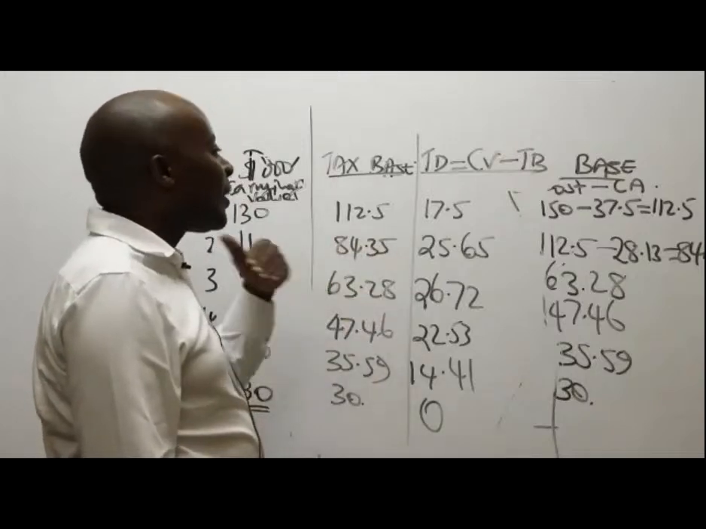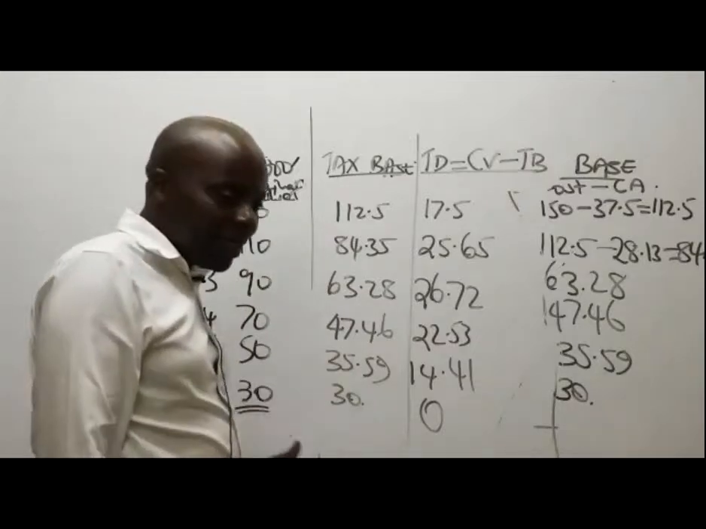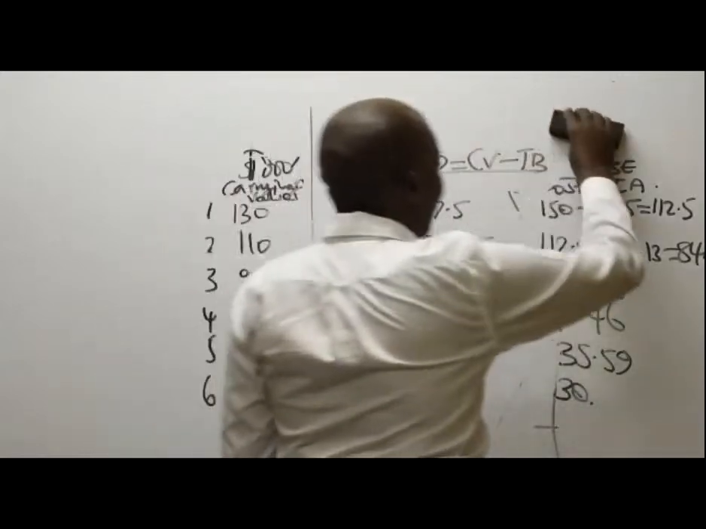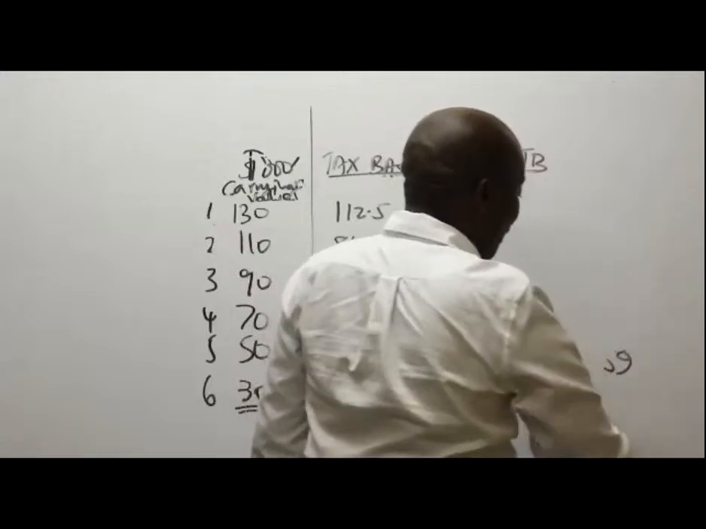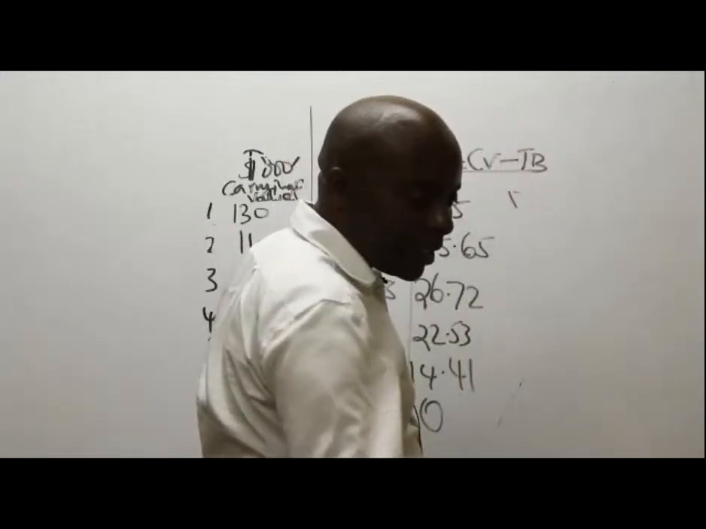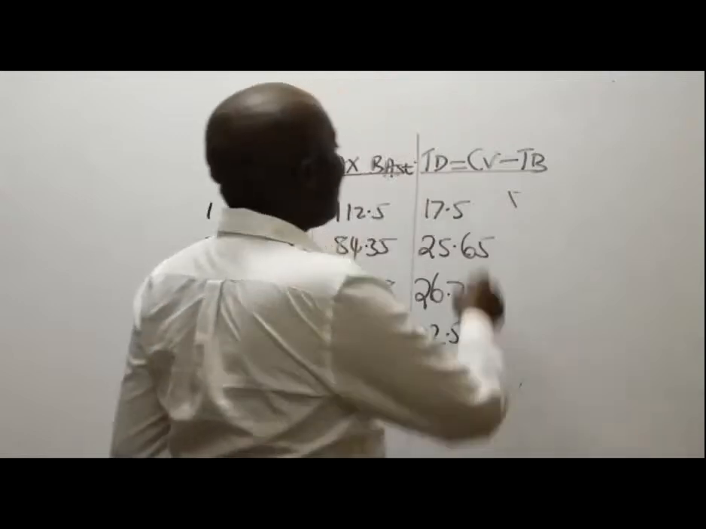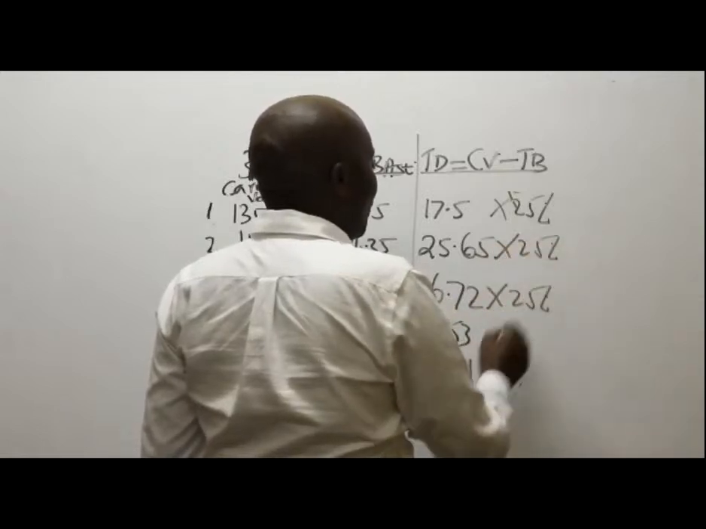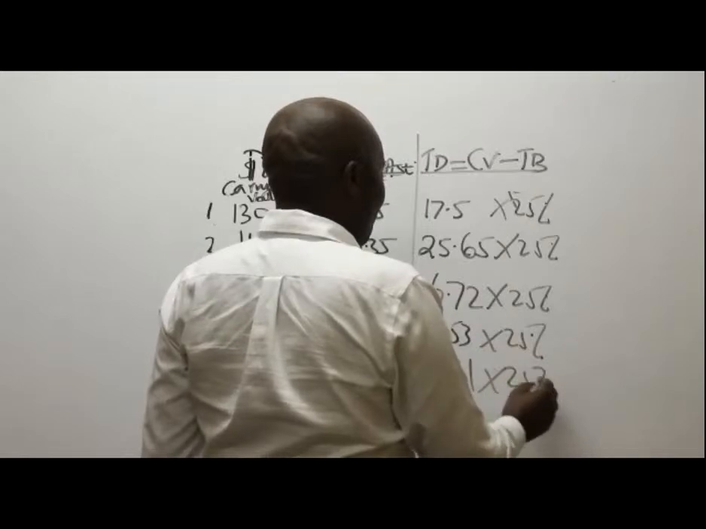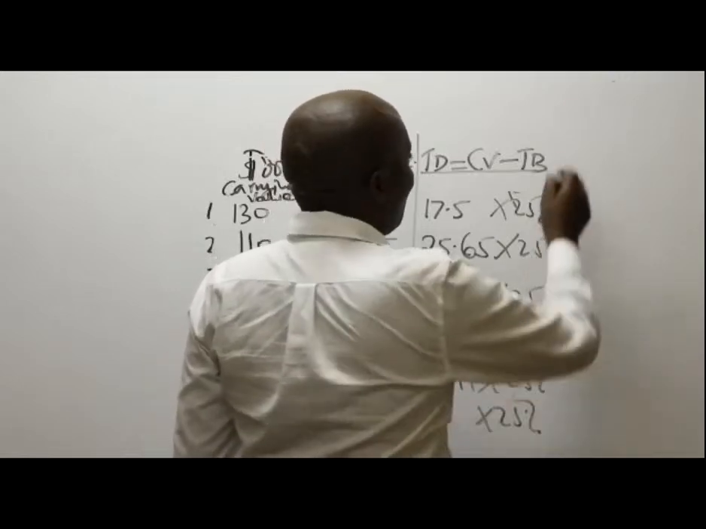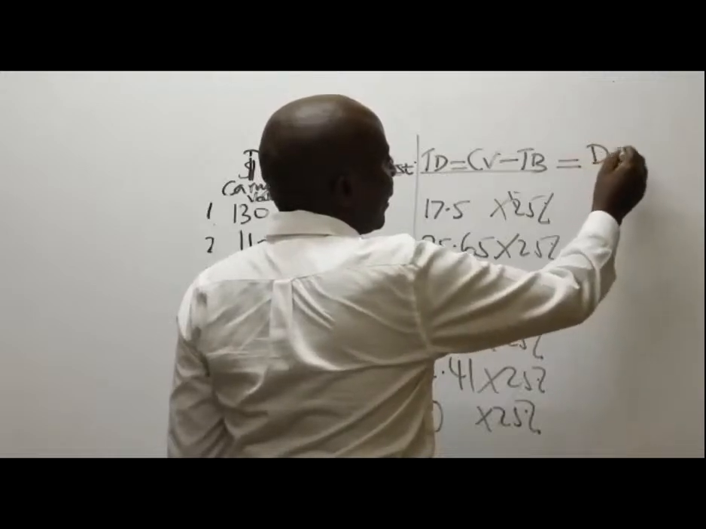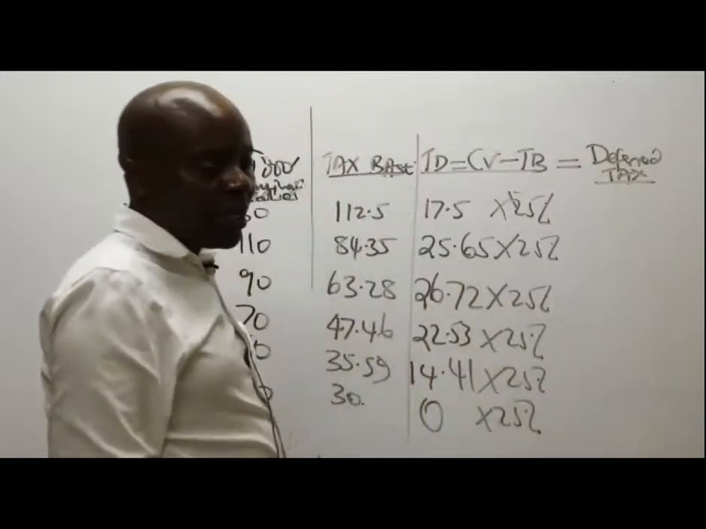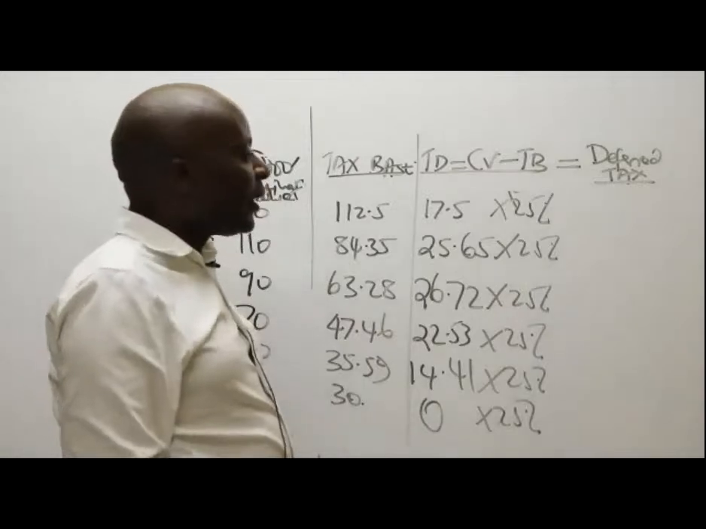Let's go ahead and get the deferred taxes. Do we have the tax rate? They say the tax rate is 25%. So if you multiply this with 25%, you'll be able to get what we call deferred tax. You'll be able to get what we call deferred taxation.